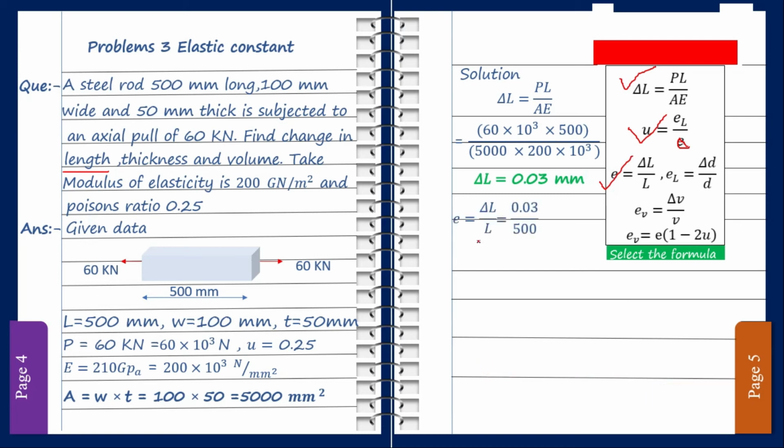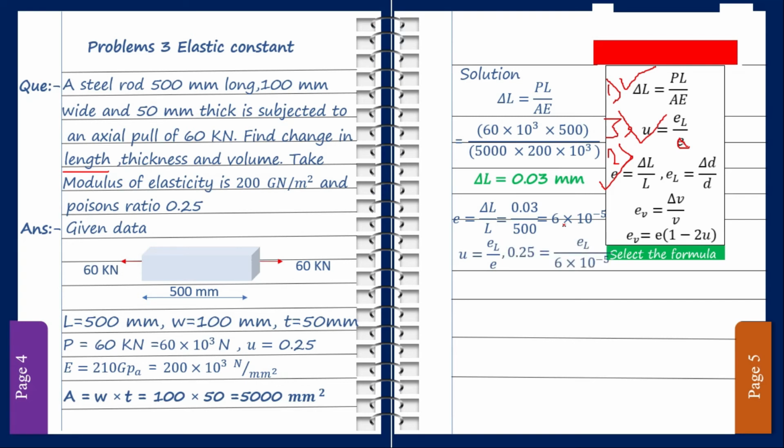I'm putting the value of delta L 0.03 and length is 500 mm. I get E is equal to 6 into 10 raised to minus 5. Let us move for the value of EL. So next formula for me is mu is equal to EL upon E. So I have selected this as a first formula, this as a second formula, and I am moving for this, that is formula number 3.